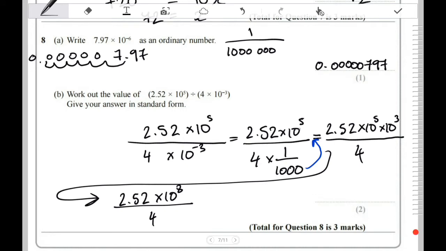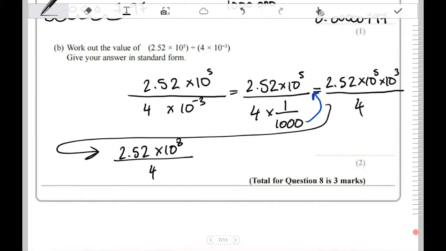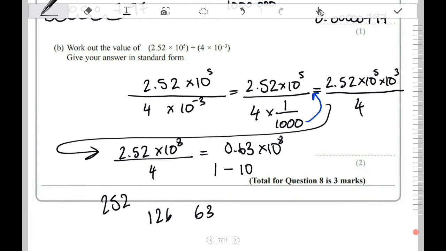If this part here doesn't make sense, I will go over it after this question. And then it's 2.52 divided by 4. So, 252, half of that is 126. So half of that is 63. So it will be 0.63 times 10 to the 8. Now they want it in standard form. Standard form has to be in between 1 and 10, not including 10.